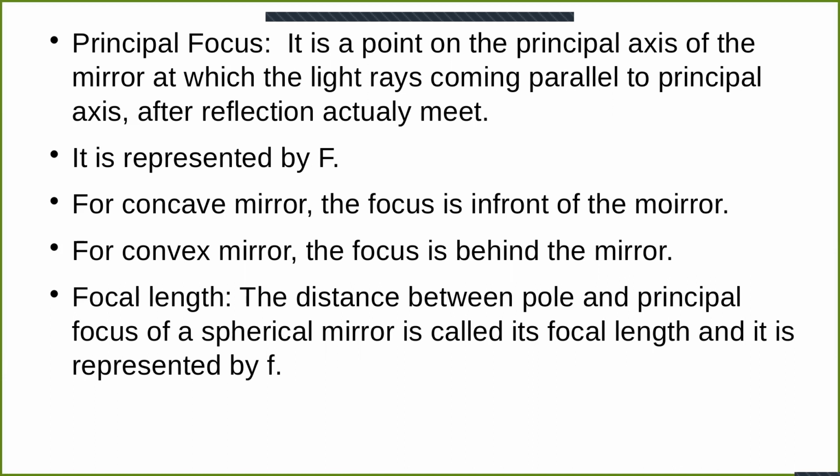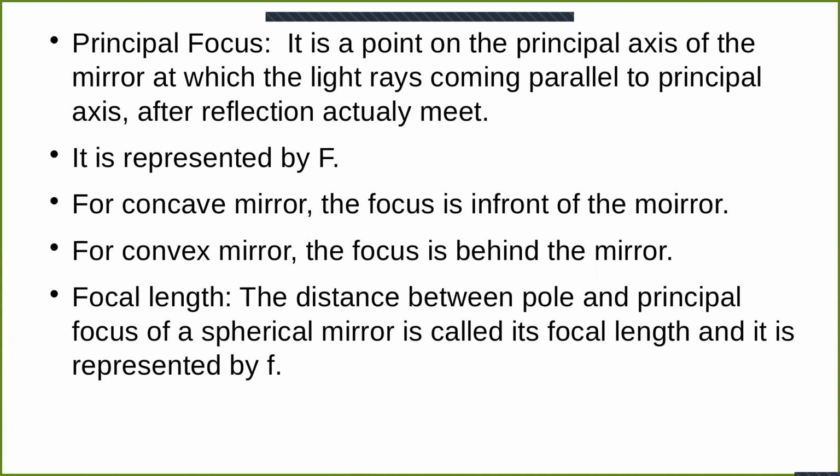Then the principal focus is different for concave and convex mirrors. First, for a concave mirror, the focus is in front of the mirror. Concave means the reflecting part is the inward part, and the focus point is located in front of that reflecting surface. For convex mirrors, the focus is behind the mirror. Convex means the outward part is reflecting, and the focus is located behind that reflecting surface. Okay.